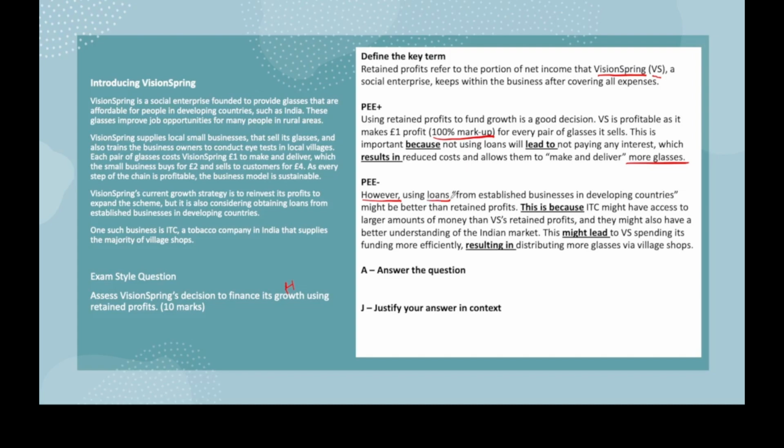However, using loans from established businesses in developing countries might be better than retained profits. Yeah, remember, retained profits good, retained profits not so good. This is because ITC might have access to large amounts of money. They're a tobacco company. I think that's pretty on point. Than VS's retained profits. Okay, they're a social enterprise. They're growing only on their profits. And they might also have a better understanding of the Indian market.